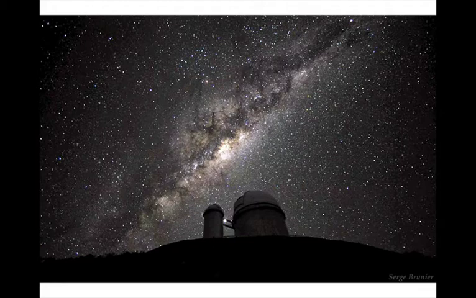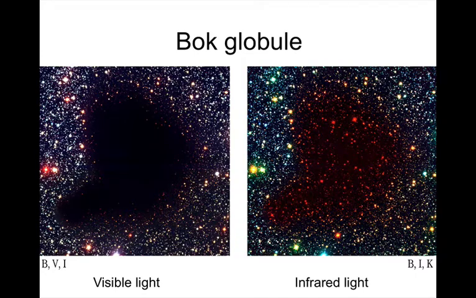But just because these dust patches are opaque to visible light doesn't mean that we can't find anything out about them, because as I said before, they were transparent to radio light, they emit radio light, and they're also transparent to infrared light. So on the left here you see an image of that same Bok globule in visible light, and on the right you see what it looks like in the infrared. And what you're seeing there in red are all of these background stars behind the Bok globule, so we can see through it in the infrared.